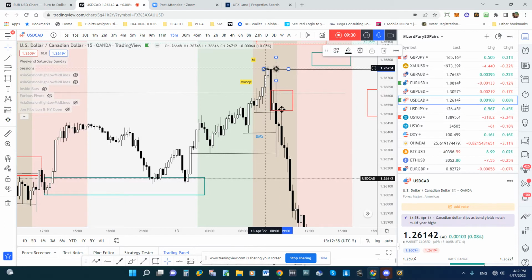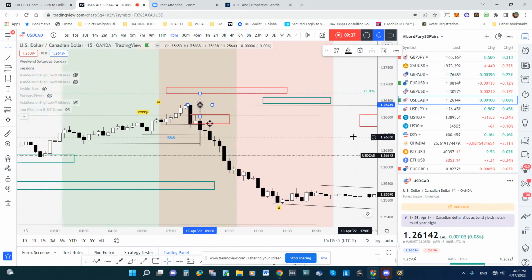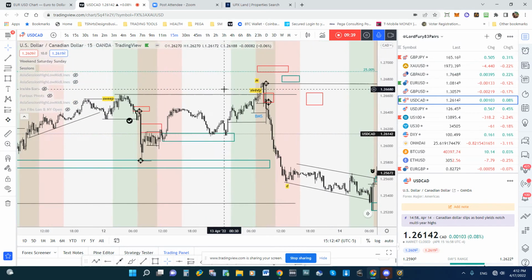And I mean, that's like 1 pip or something, stop loss. No drawdown, just goes down. Just insanely beautiful, clean USDCAD action. So I was able to sell this as well.